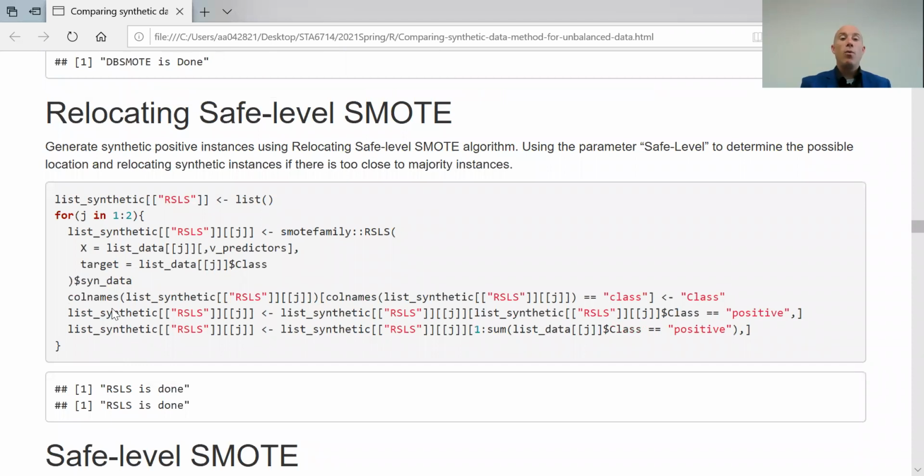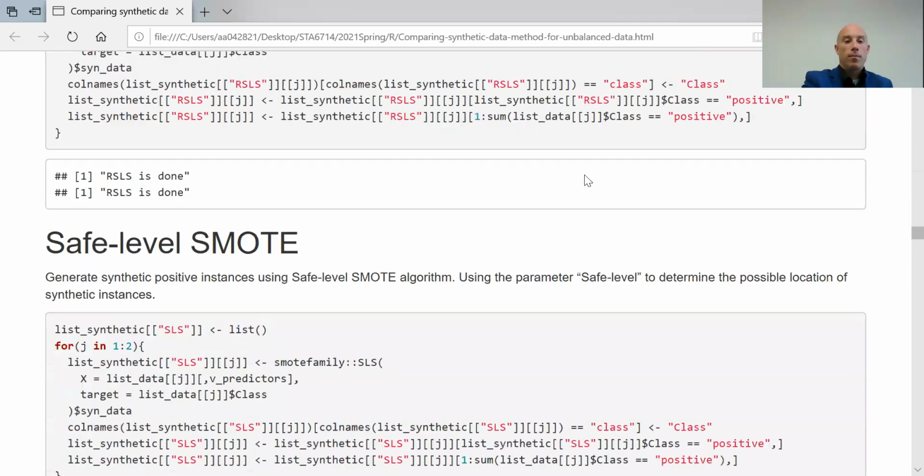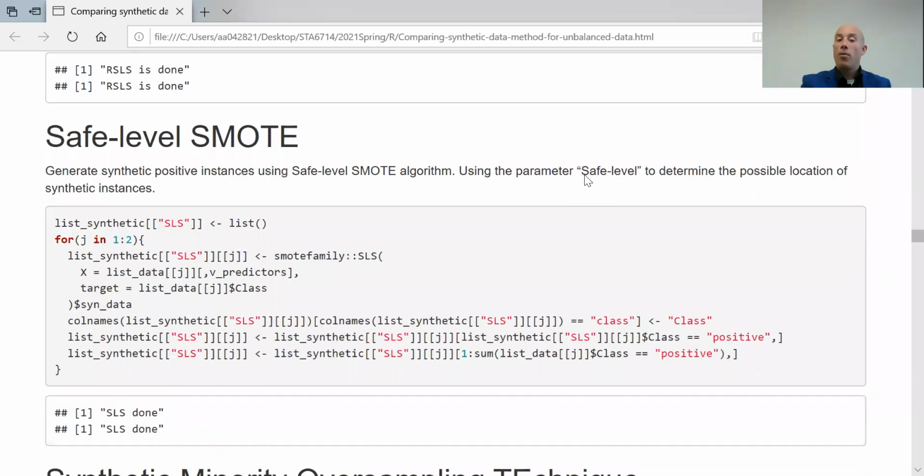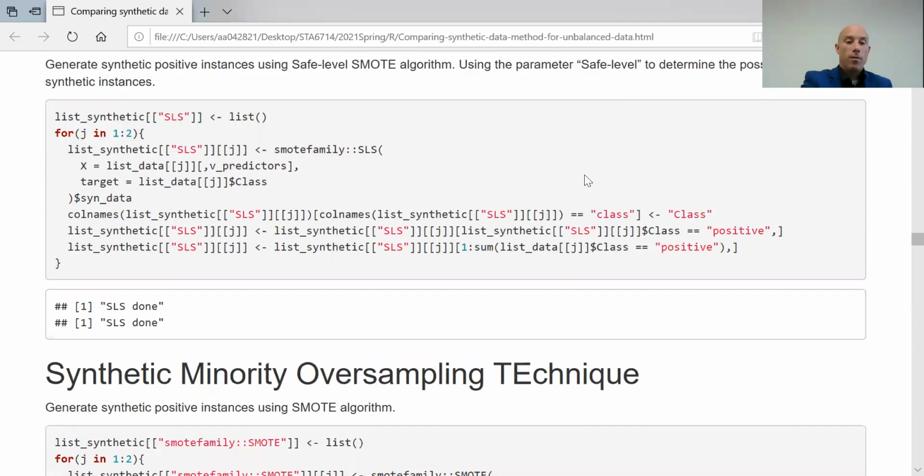Now, the next one is relocating safe level, so this is RSLS SMOTE. Once again, it figures out a safe level to determine candidacy for generating new data. And then here's safe level without the relocation. This does something similar: it determines a safe level and then uses that to determine if a point should be used in the generation of new data points.